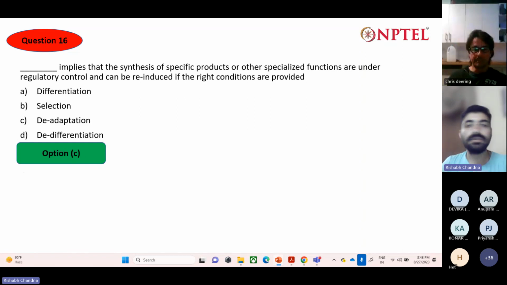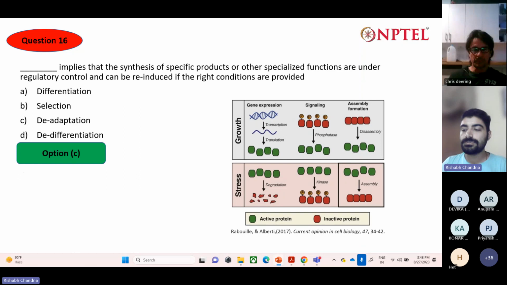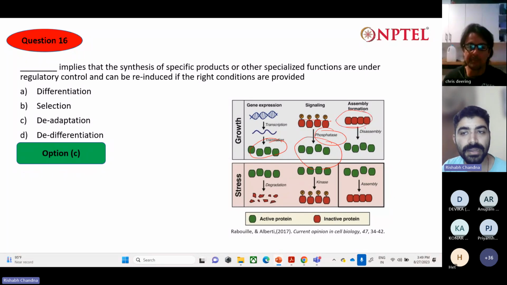Okay, so it can be understood by this figure itself. Consider this as a normal growth, and during gene expression, there is translation of some proteins. When there is signaling or a need for those proteins, this phosphatase will degrade this phosphate group and make these proteins active. Similarly, when a protein is needed alone, there is disassembly of this compact structure and release of the separate proteins. So this is the normal scenario.